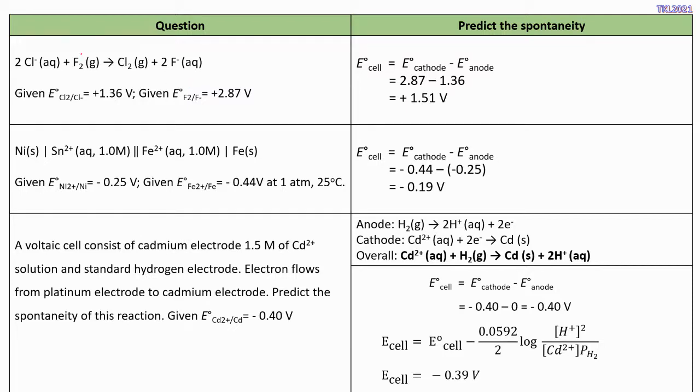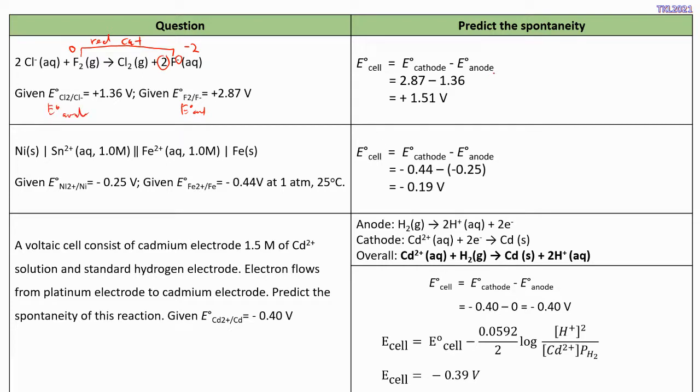Okay, so for example, I use fluorine. The oxidation number is 0. Then this oxidation number is negative 2. So 0 to negative 2 is reduction, so it is cathode. Okay, so now we know that fluorine is cathode, and then automatically chlorine will be anode.